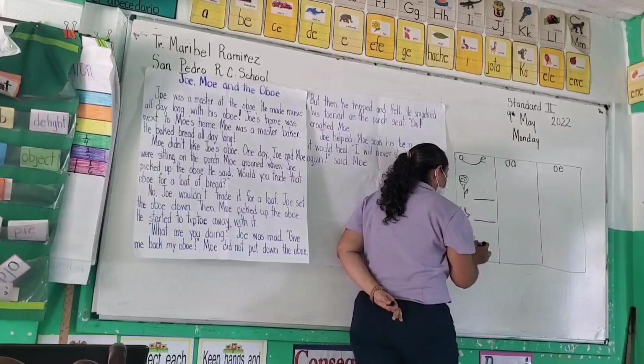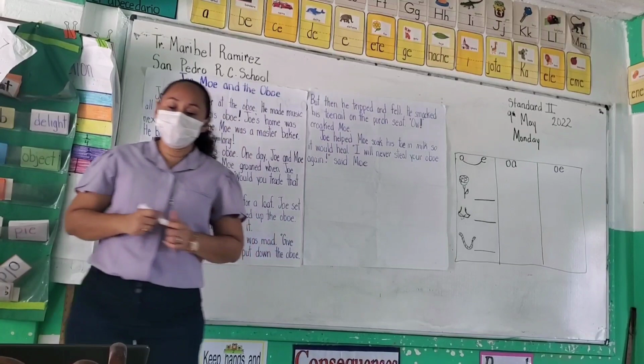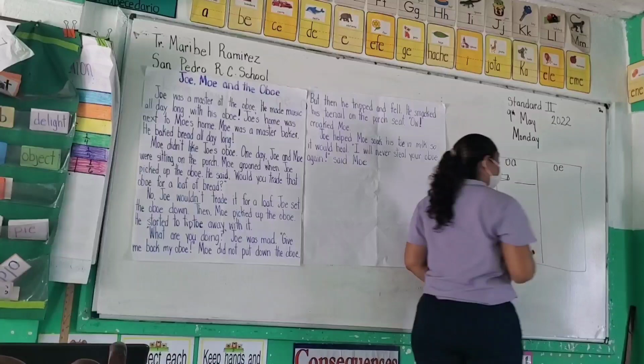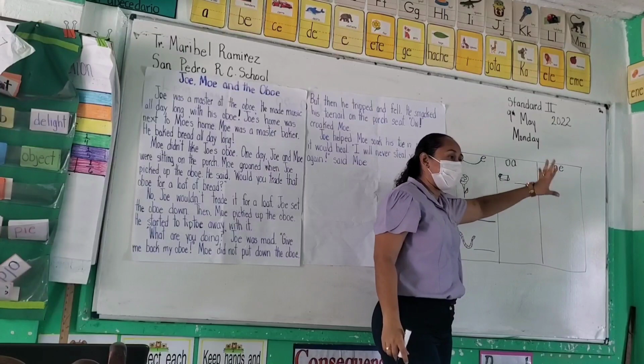For this will be rope, rope, the middle section where we're going to draw soap, soap. Now for this one, we're going to use OA together. So we sound, then we write.